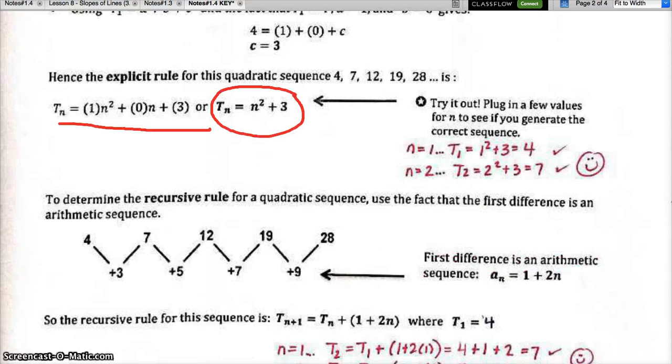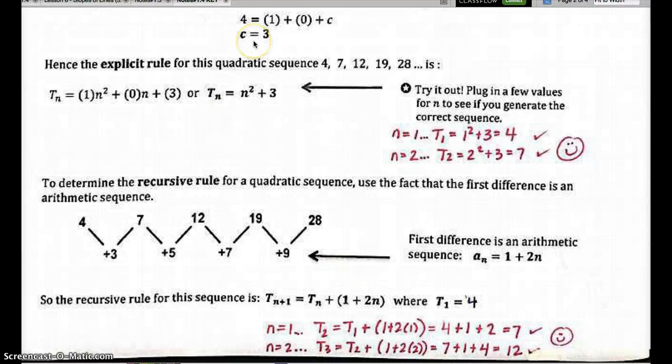Now what happens if we want to make a recursive rule instead of an explicit rule? We actually just need to look at the pattern again. For your recursive rule, remember, you always have to use the term before the one that you're trying to find. So if we're trying to find the third term, we need to use the second term in our recursive rule. If you want to find the seventh term, you have to have the sixth term. So your recursive rule is actually quite simple.